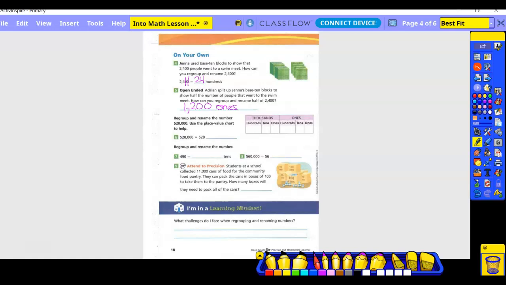Okay, regroup and rename the number 520,000. Use the place value chart to help. Okay, so I have 520,000. They already put the 520 for me, so I'm just going to put a simple little line through that. Okay, now how many zeros do I have left? I have 3 left. So is there 3 zeros in one, 10, hundreds, thousands, 10,000s, 100,000s? What one of those units has 3 zeros in it? Thousands, right?